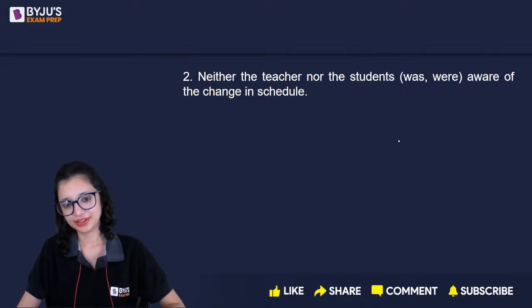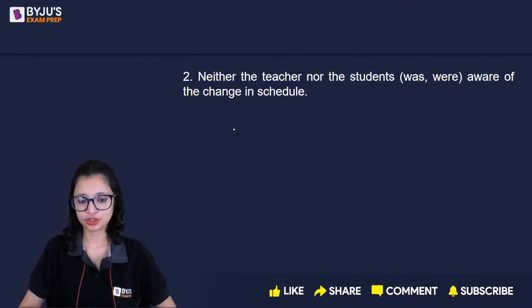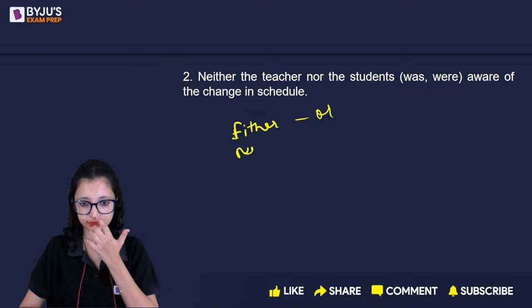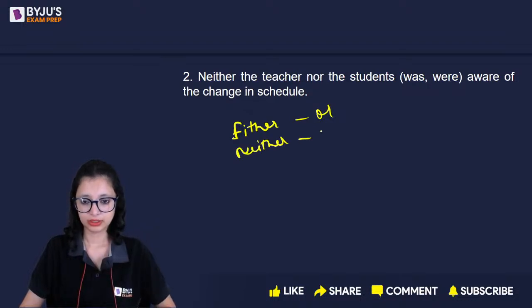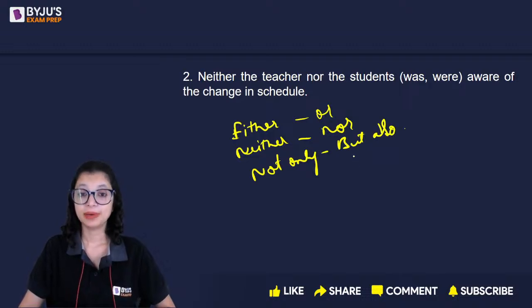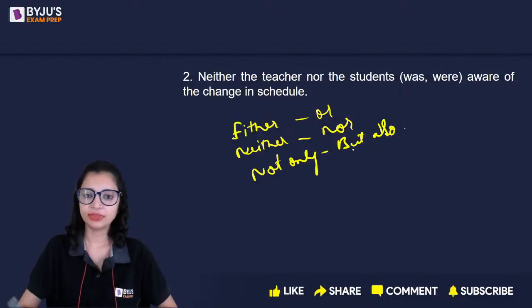I'll tell you the rule. When we have pairs of conjunctions like either with or, neither with nor, and not only with but also, these pairs of conjunctions tell us that you always have to look at the noun that's there in the end.